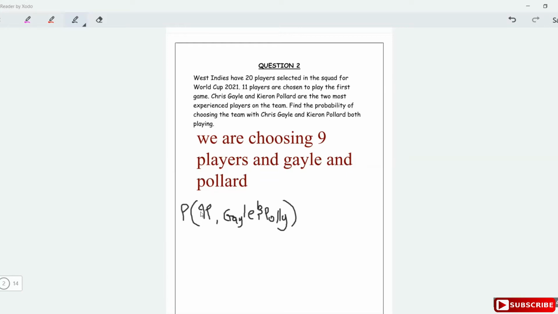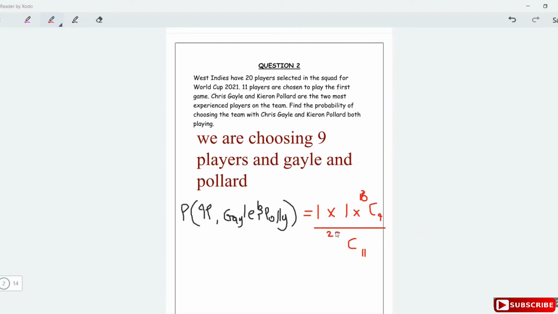So the probability of choosing 9 other players with Gayle and Pollard, that is going to be equal to, we're choosing Gayle already chosen. So Gayle and Pollard chosen. So that's 1 times 1. Because Gayle is already chosen. So that's 100%, 100%. Times, now you're choosing 9 players from the remaining 18. Then that is going to then be divided by, you're choosing 11 from 20.